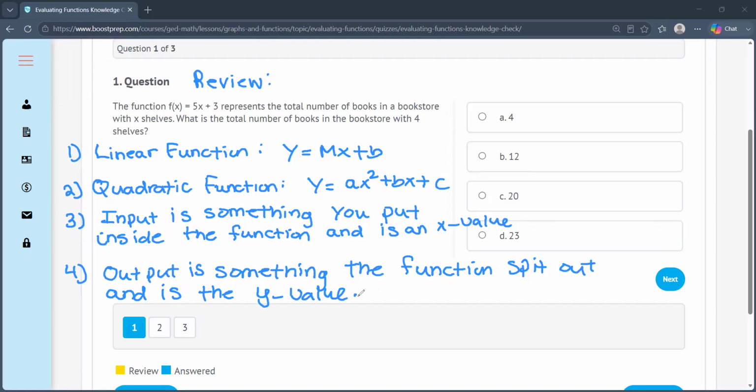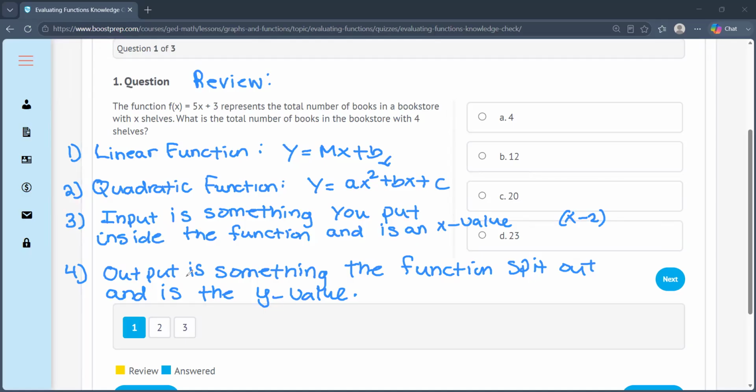So those are a review. A linear function is y equals mx plus b. Quadratic is in the form of y equals ax squared plus bx plus c. So if you see anything with power 2, that's how you know you're dealing with quadratics. Input is something you put inside the function. It's usually an x value, but it can also be a letter and a number. For example, you could put x minus 2 inside the function. But usually it's a number, an x value.